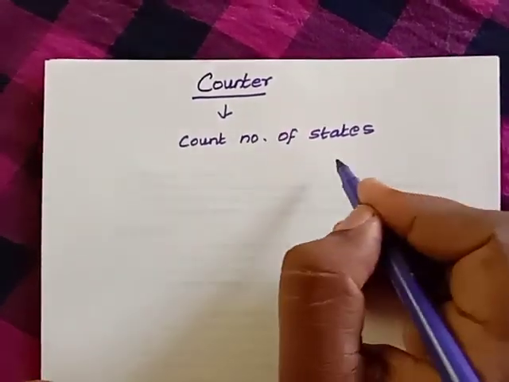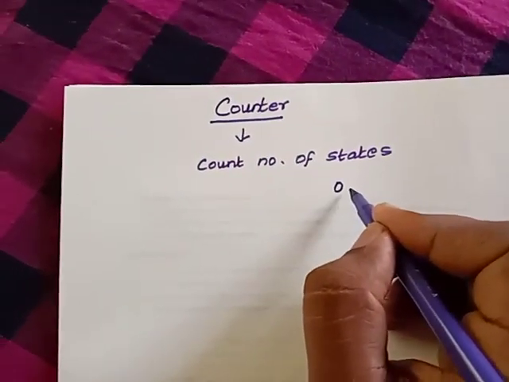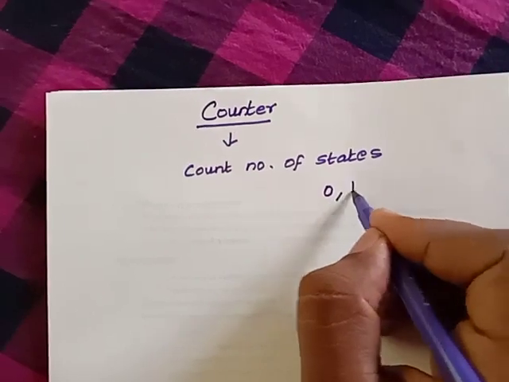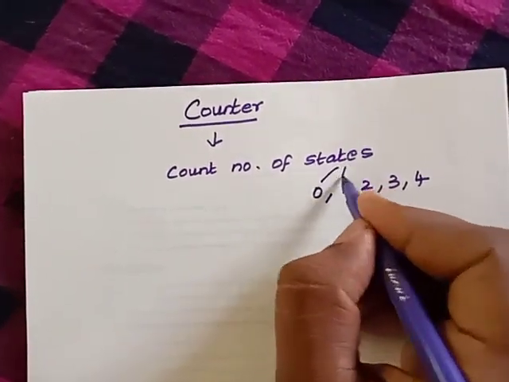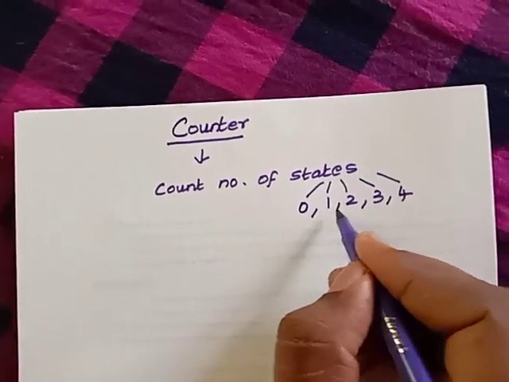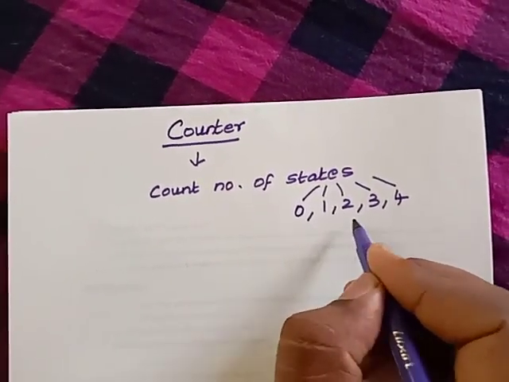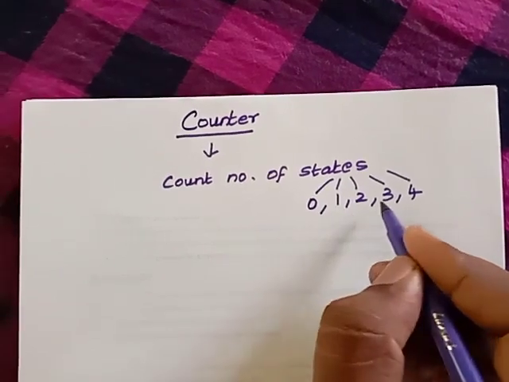We mean that, for example, if I want to count starting from 0, I'll count 0, 1, 2, 3, 4, etc. I'll be calling each one a state. So this is the first state, second state, third state, like that, or zeroth state, first state, second state. So each one is called a state.